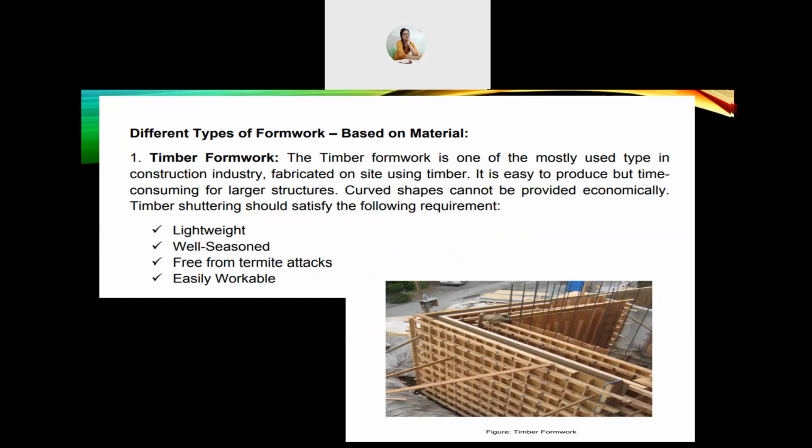So the next topic, different types of formwork based on material. One, timber formwork. Timber formwork is one of the most used types in the construction industry and it is fabricated on the site by using timber. It is very easy to produce but time consuming for larger structures. Curved shapes cannot be provided economically.